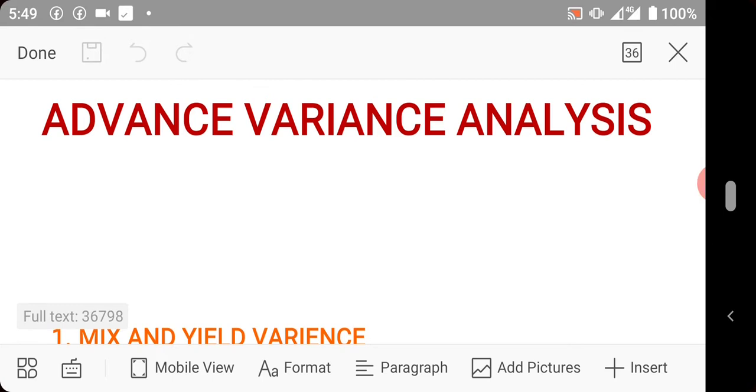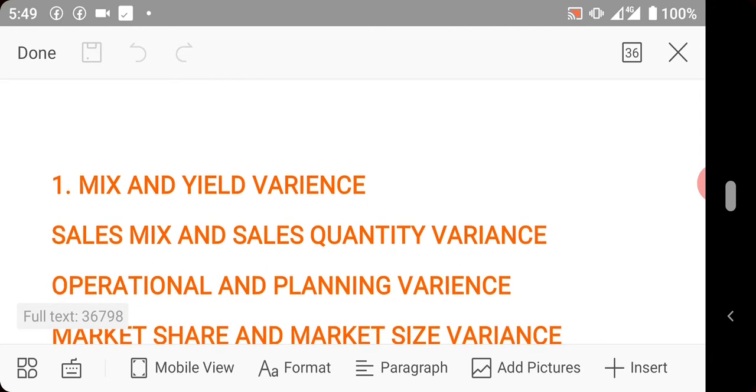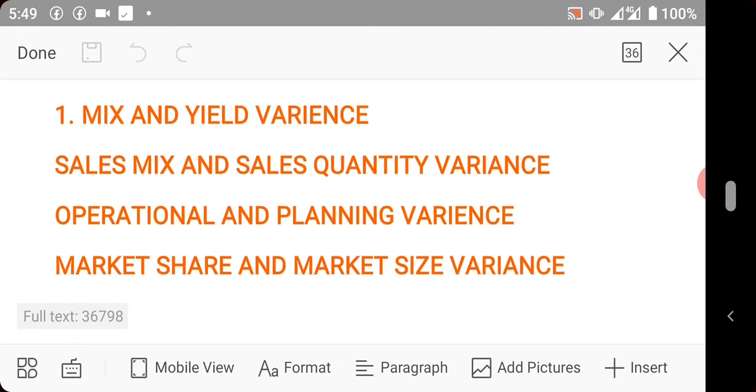Today we are going to be looking at advanced variance analysis. The knowledge you've garnered under variance analysis will help in this topic. We have 4 subtopics that we'll be examining: mix and yield variance, sales mix and sales quantity variance, operational and planning variance, market share and market size variance.